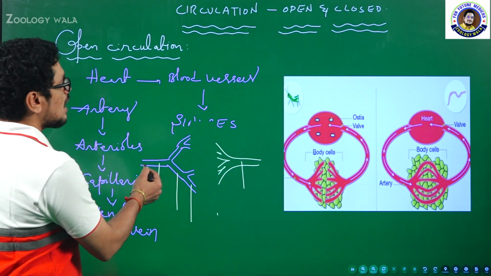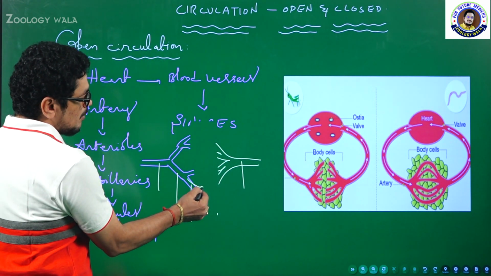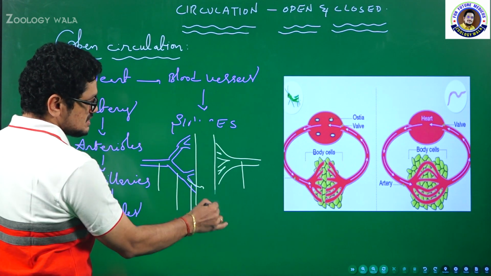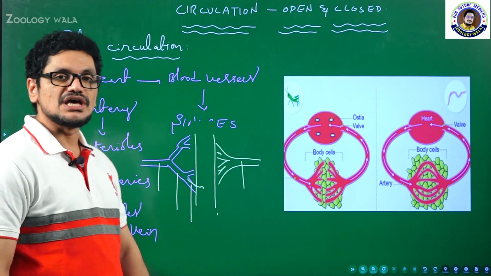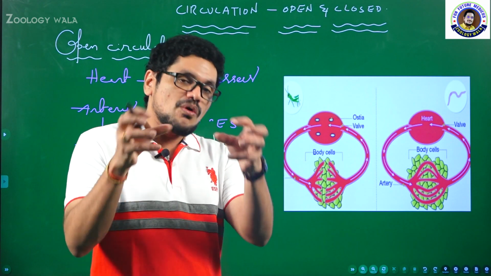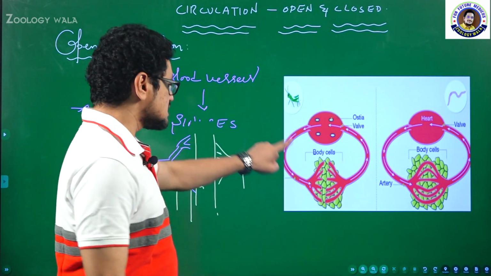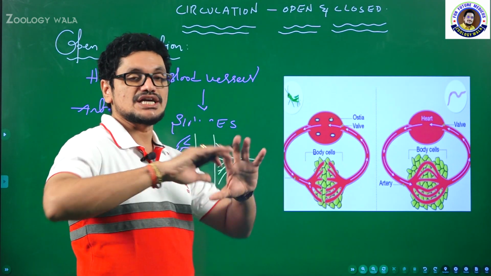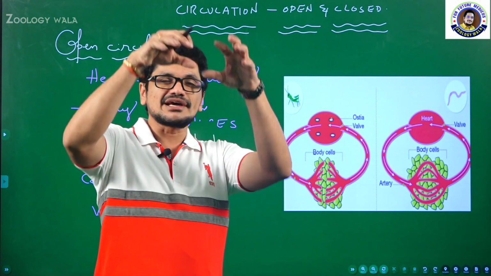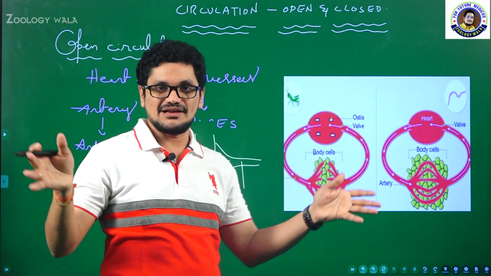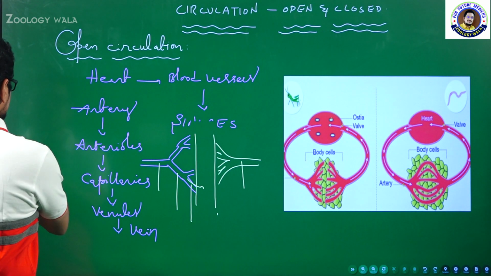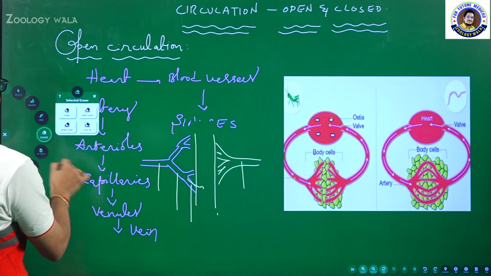That is the reason why blood directly opens into these empty spaces. This is an empty space. So blood vessels directly open into empty spaces, sinuses. That is the reason why the circulation is called open circulation, something like the water in an overhead tank. Where is open circulation seen in the animal kingdom?